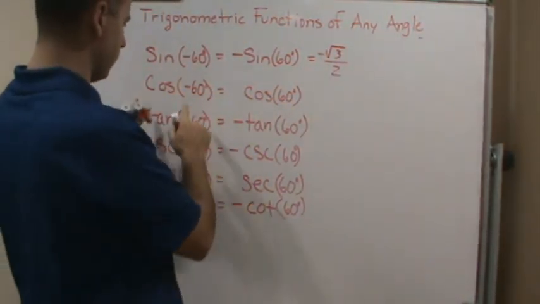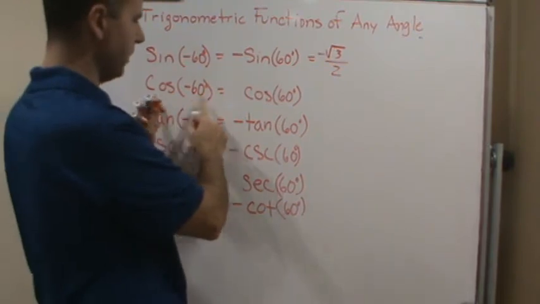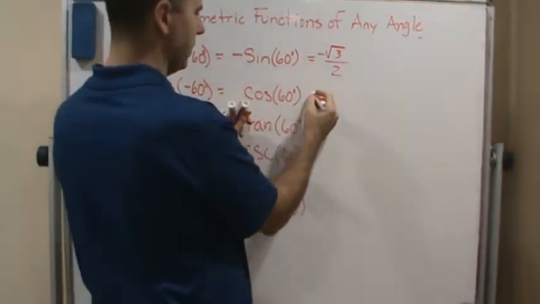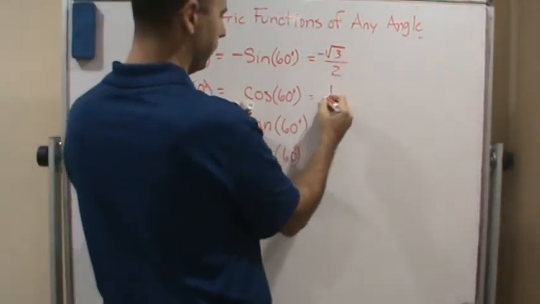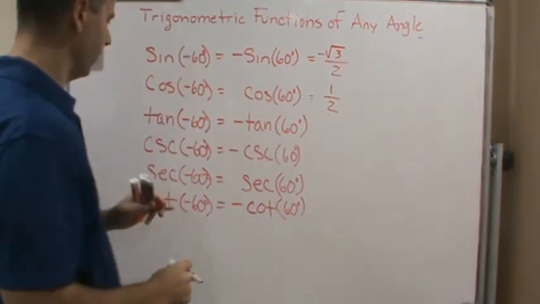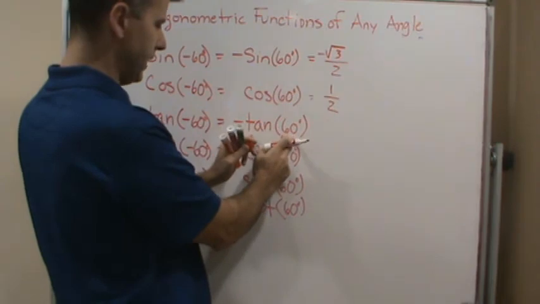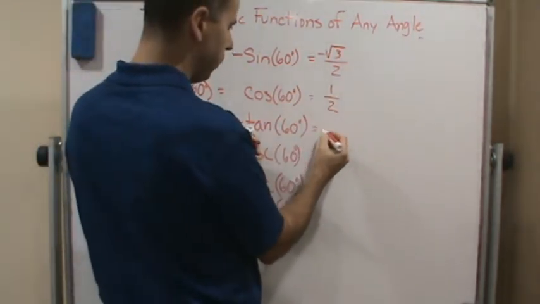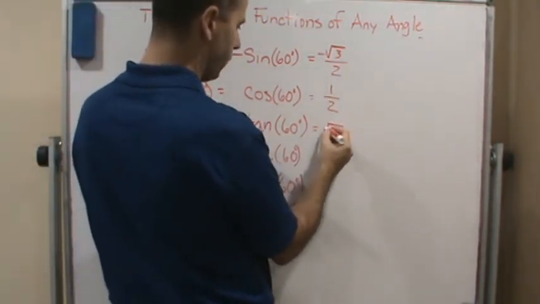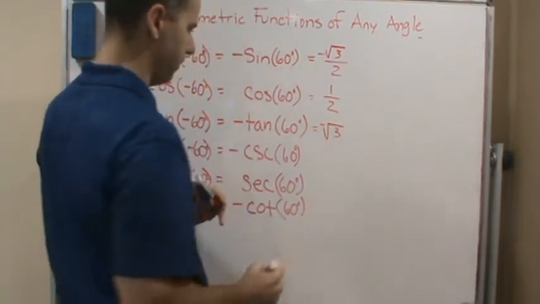Cosine of negative 60 degrees is equal to cosine of 60 degrees, which is equal to what? 1/2. Tangent of negative 60 degrees is equal to the negative of tangent 60, which is what? That's going to be the square root of 3, but it's going to be negative.